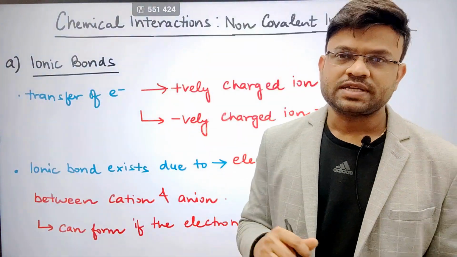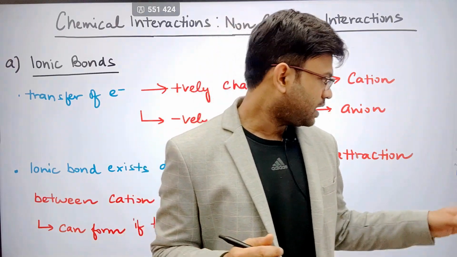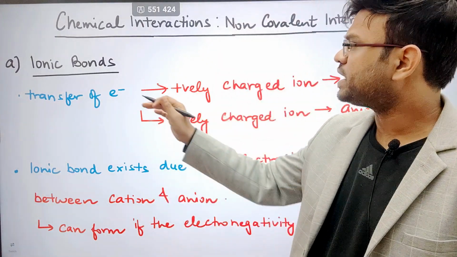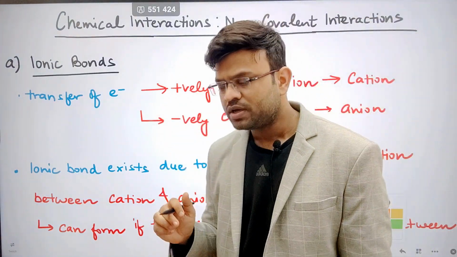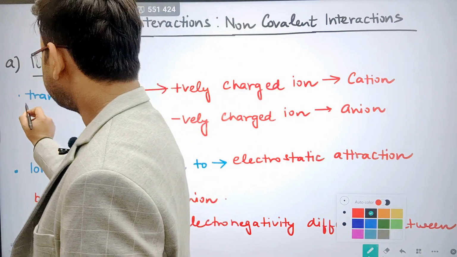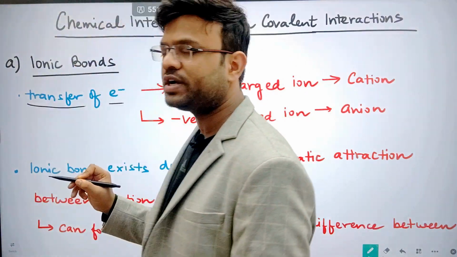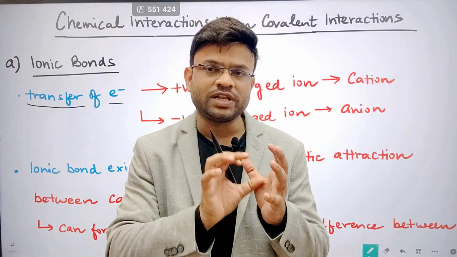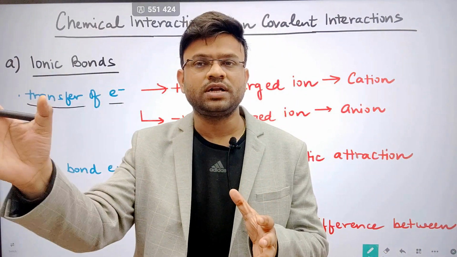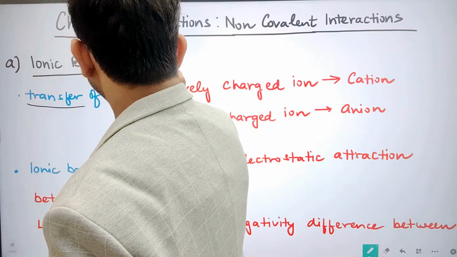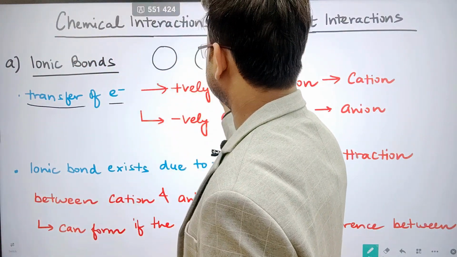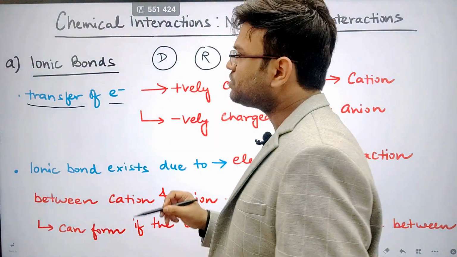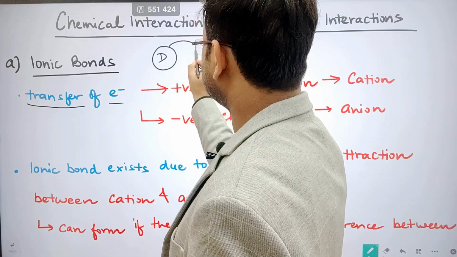So let us start. Coming to the first slide, what is an ionic bond and how is it formed? Ionic bonds are formed because of the transfer of electrons. When I say transfer of electrons, I mean that the electrons will be transferred from the donor to the recipient. Suppose this is one atom and this is another atom, and this is a donor and this is a recipient. The electrons will be transferred from the donor to the recipient.